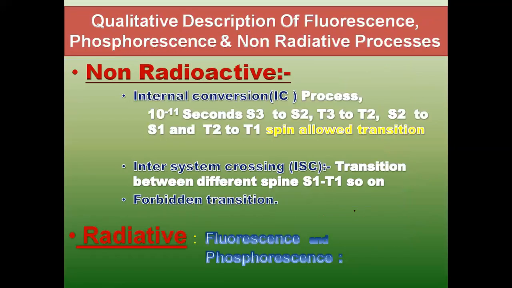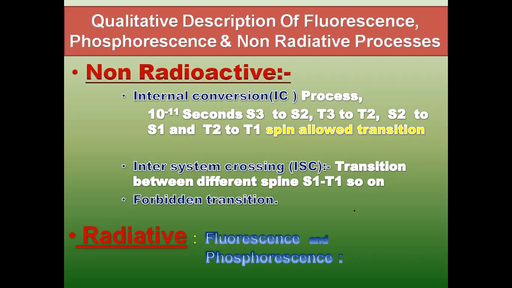Then, we are talking about, most of the time we are using this term as excitation, transition, okay, so absorption of light. So next is qualitative description of fluorescence, phosphorescence and non-radioactive processes. Okay, when a transition occurs from ground state to excited state, these are the singlet excited state and triplet excited state transitions. Transition is also called the excitation process of electrons. So this excitation process is classified into two types.